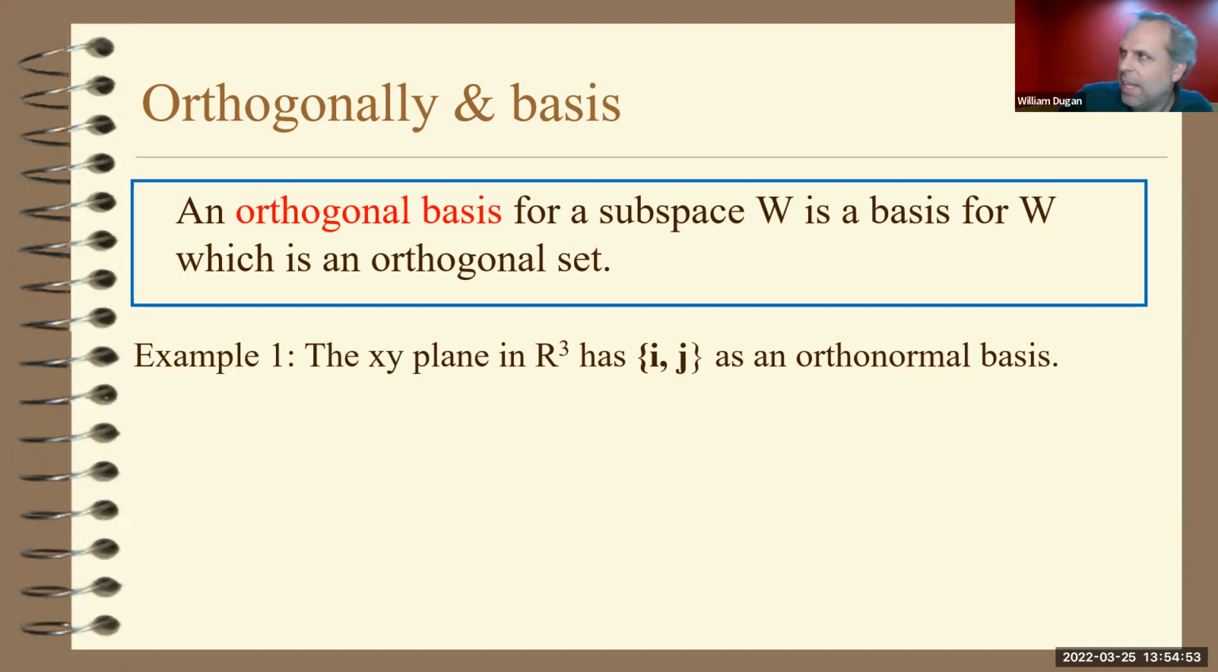Just some examples. If you look at R3 and look at the XY plane, that plane is spanned by two vectors, i and j. But i and j are orthogonal to each other because their dot product is 0. So i and j make an orthogonal basis. I have orthonormal here. That's actually true. An orthogonal basis for that plane.